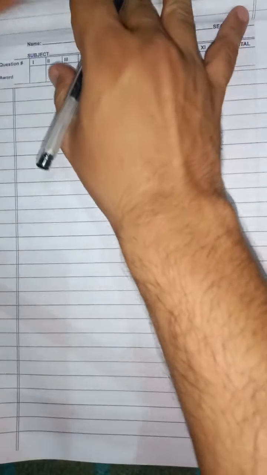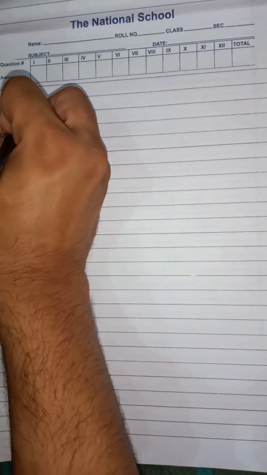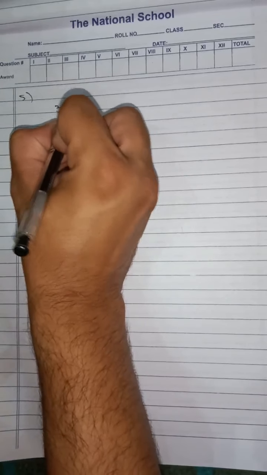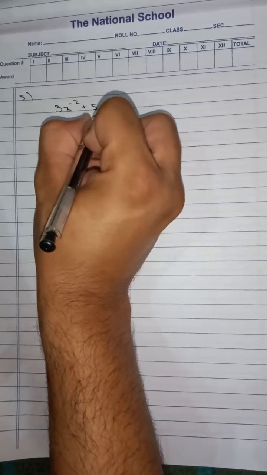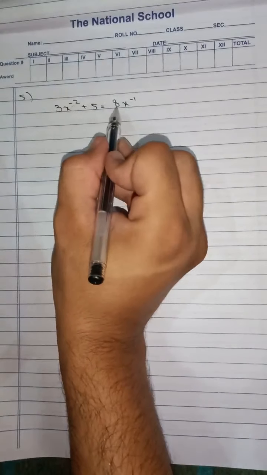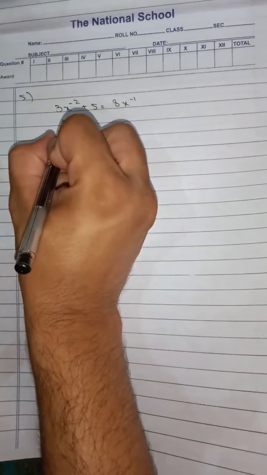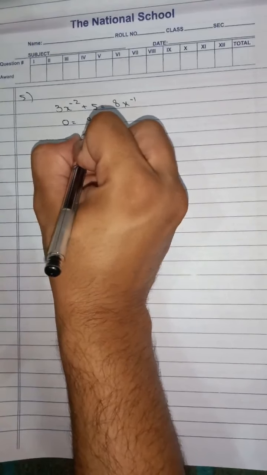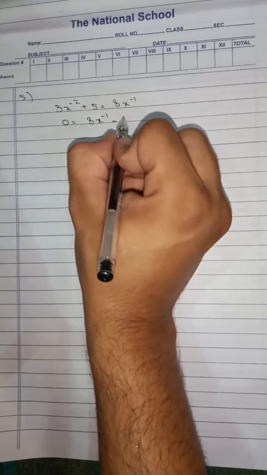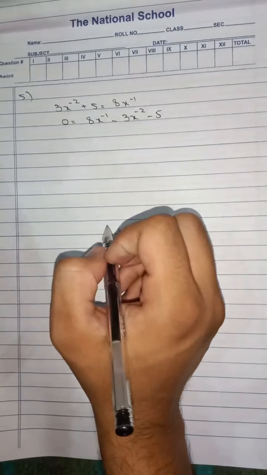Now the fifth part, I will just give you its hint, and the rest of the part you solve yourself, and that's what we have in our first lesson today. Fifth is 3x power minus 2 plus 5 equal 8x power minus 1. It is simple that minus 2 is smaller and 8x power minus 1 is largest. So 0 equal 8x power minus 1 will stay here, minus 3x power minus 2 minus 5 equal to 0.